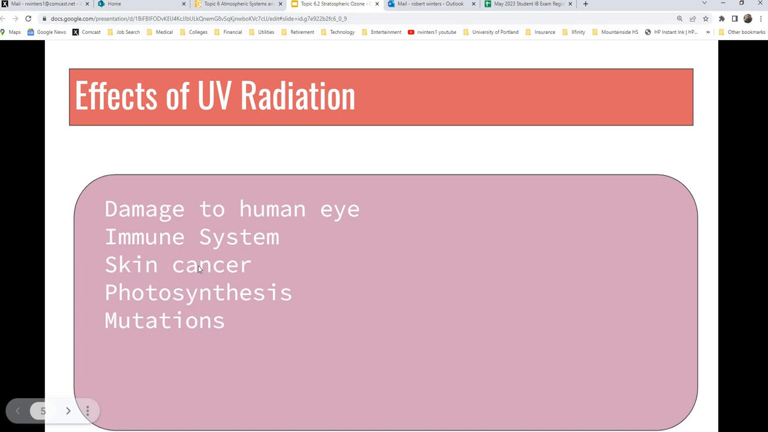Well, first of all, we had to recognize the danger. UV radiation is extremely damaging to life on Earth. It damages the human eye. We're not geared for absorbing that sort of spectrum. It destroys our immune system. It's a big cause of cancer. It interferes with photosynthesis, and it causes a lot of other mutations to our DNA. Not a good list of things.